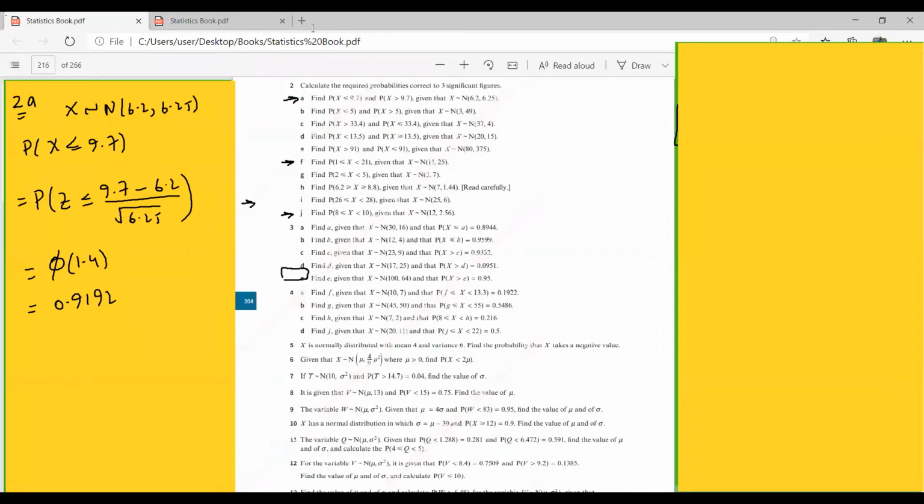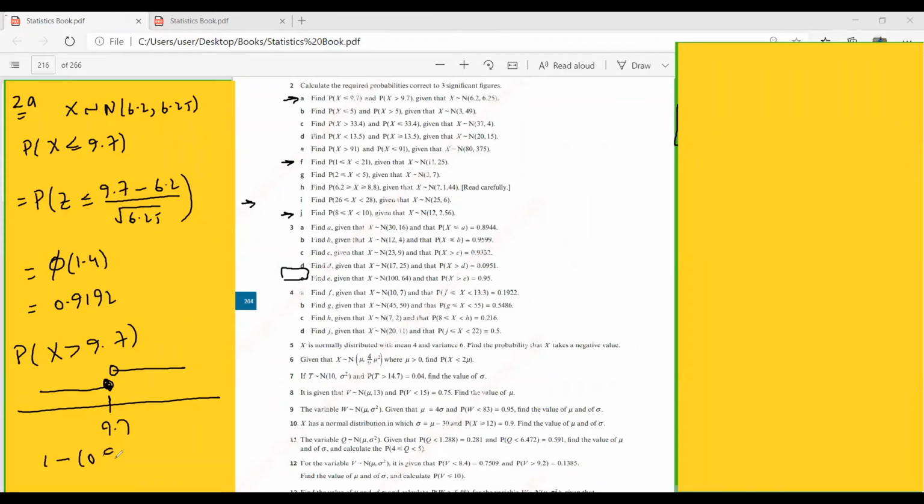Now, for the ones who really want to go for the A star, we have found the probability less than or equal to 9.7, and then he's asking you to find the probability X is greater than 9.7. If here it is your 9.7, you have already calculated the probability less than this, and he is asking for this. So this is going to be 1 minus this answer, which is 1 minus 0.9192. That is going to be 0.0808. So your A part has been completed.